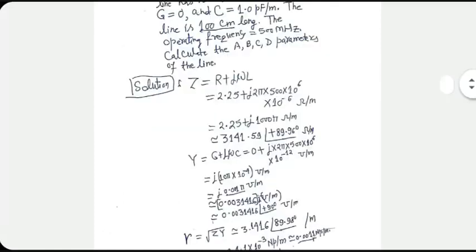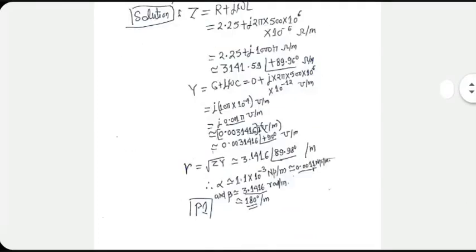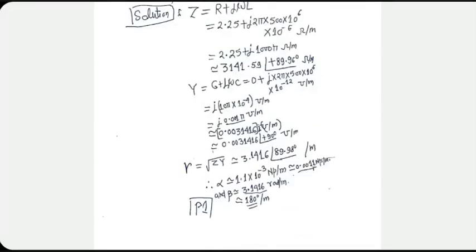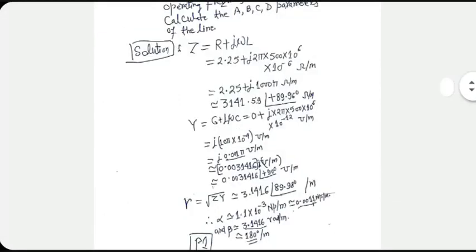Similarly, for Y, you should calculate G plus j omega C. G has been given as zero anyway, which is good for us. So Y will be a purely imaginary number. You can double check the calculations. Once I have got Z and Y, complex propagation constant is the square root of ZY. So I take 3141.59, multiplied by 0.00314116, take the square root, I get 3.1416.